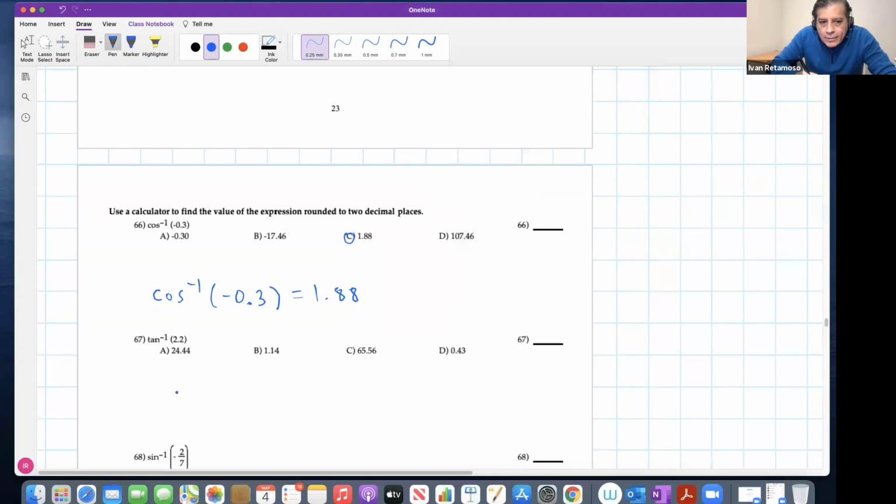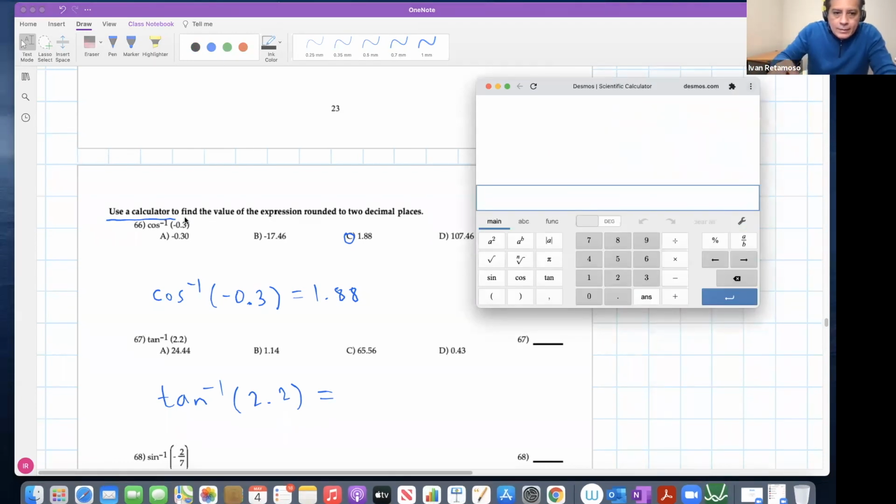Try this in your calculator, tangent inverse of 2.2 now. We're using the calculator, right? Why are we using the calculator? Because it says here, it's indicated, use the calculator, and round it to 2 decimal places. Tangent inverse, using the calculator here. Yeah, tangent inverse of 2.2. Let's do it together.